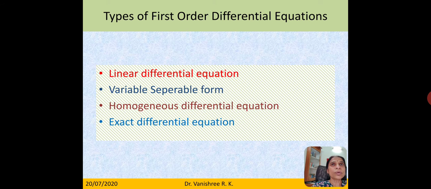Now, if we want to know the different types of ordinary differential equations, usually we will have linear differential equations, which we are going to study now, variable separable form, homogeneous differential equation, and exact differential equation. Or some equations are convertible to linear differential equation, also known as reducible to linear differential equation, or reducible to variable separable form, reducible to homogeneous differential equations, and some which can be reduced to exact differential equations. Most of the differential equations that we come across will fall under one of these categories. Either they are these four equations or they are reducible to one of these four.